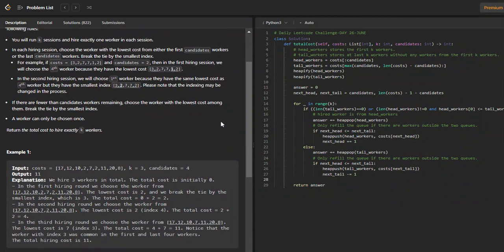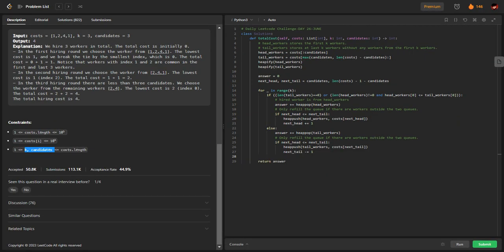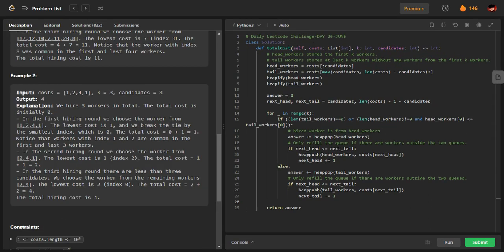Now we'll see the code. Ultimately, one thing you have to remember is that k and candidates are definitely going to be less than the length of costs. So there will never be a scenario where we cannot hire k workers. One thing is very clear: the number of hires we need will definitely be fewer than the candidates. So you never need to worry. I'll just zoom in once.